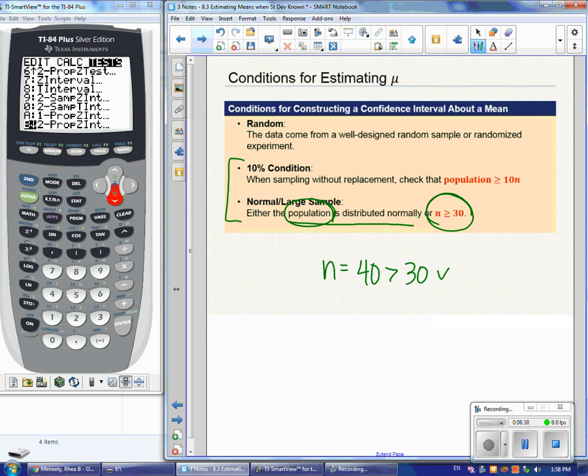And then finally, we said that the new condition for inference that we need to make sure that we acknowledge is that the data come either from a random sample or a randomized experiment. All right.